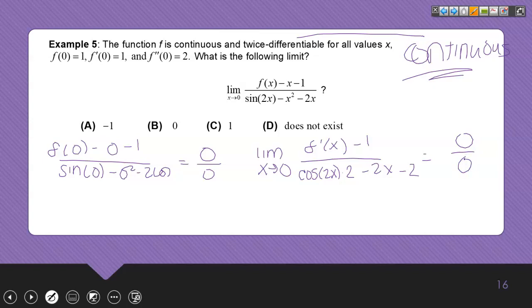So now we have to do the L'Hopital's again, which you almost should have known because why on earth would they give me f double prime of 0 if I didn't need to use it?